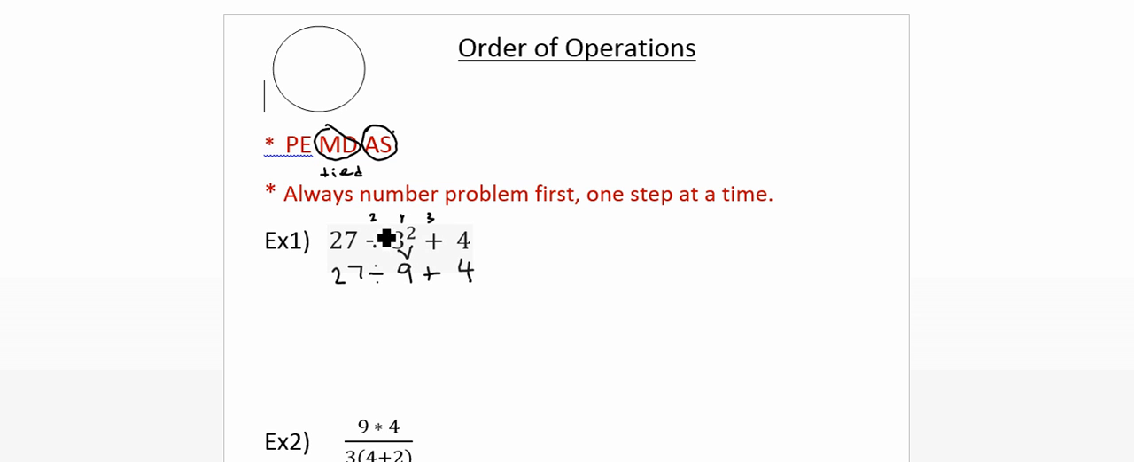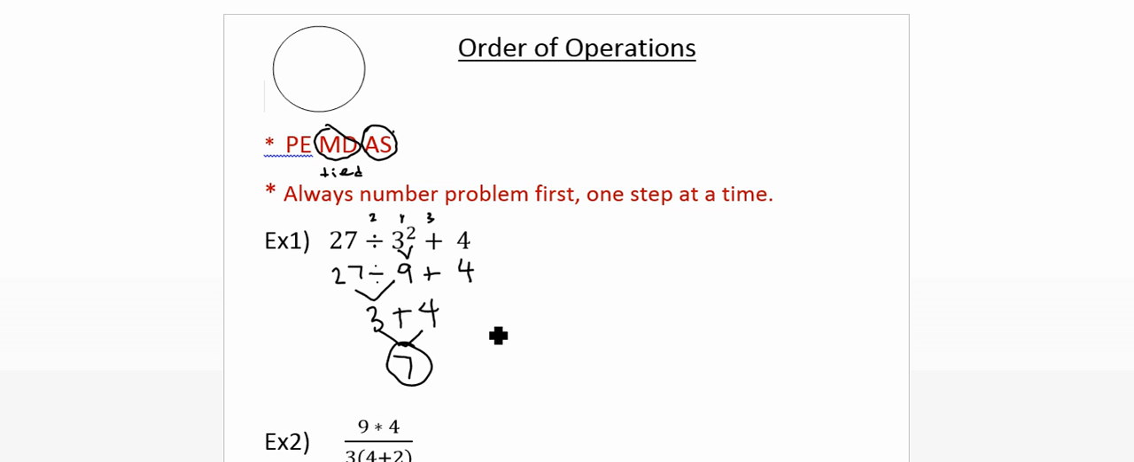You do the second step. The division is second. What's touching right now? The 27 and the 9, so you're going to divide those. 27 divided by 9 is 3. That comes straight down. The addition comes straight down, and the 4 comes straight down. And then you do your last step. 3 plus 4 is 7, and your final answer is 7.